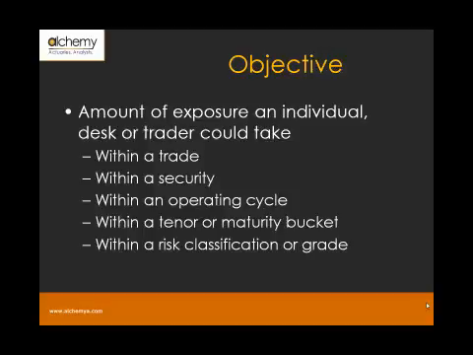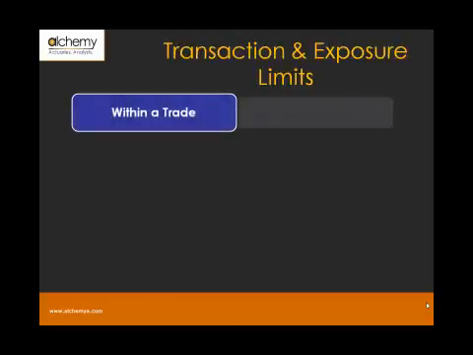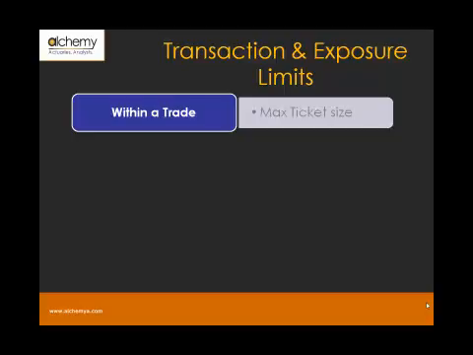When you look at transaction and exposure limits, you can see that these limits can be applied at a trade level, at a security level, at an operating cycle, so within a day, within a month, within a week, at a tenor and maturity bucket level, so up to 1 month, up to 3 months, up to 6 months, up to a year, up to 5 years, up to 10 years, or within a risk classification or grade for a given counterparty or a given security. So within a trade, the most likely example that you see for a transaction limit is maximum ticket size. What's the maximum that you as a dealer can book on a given ticket in a given day?